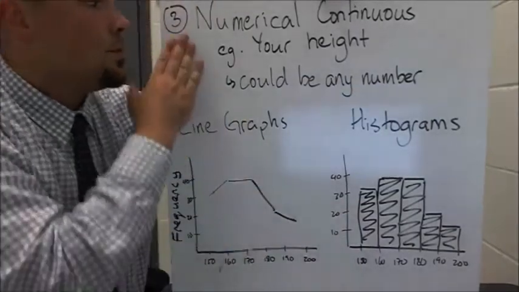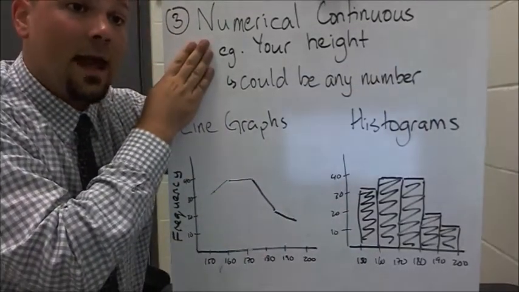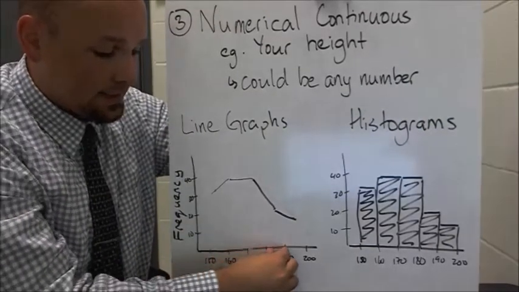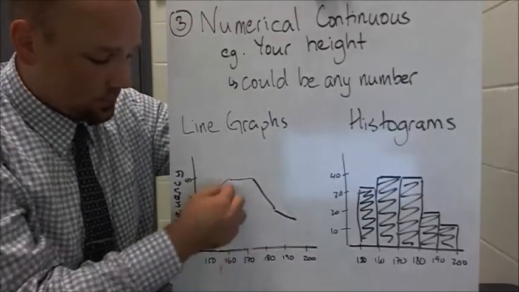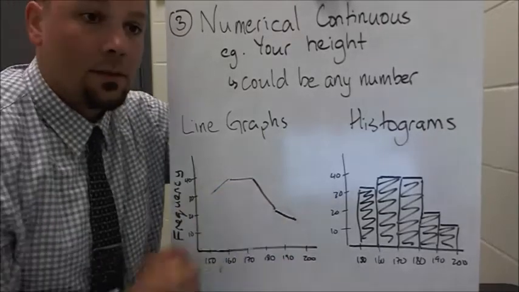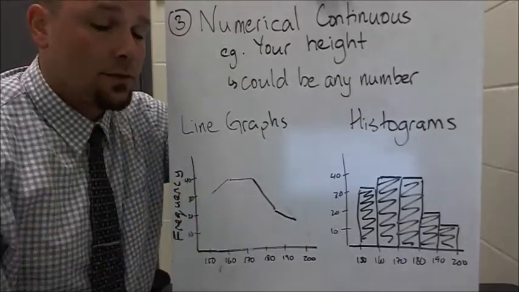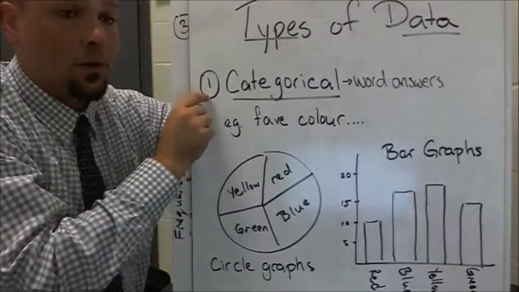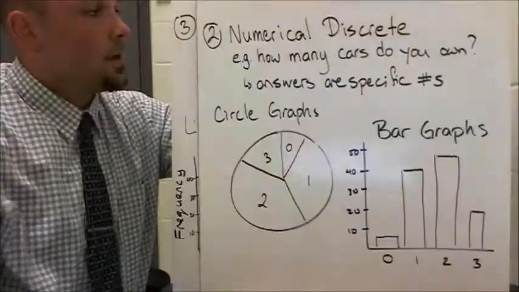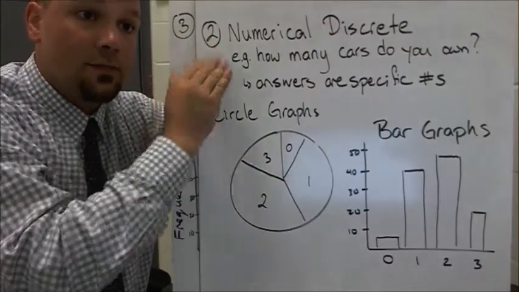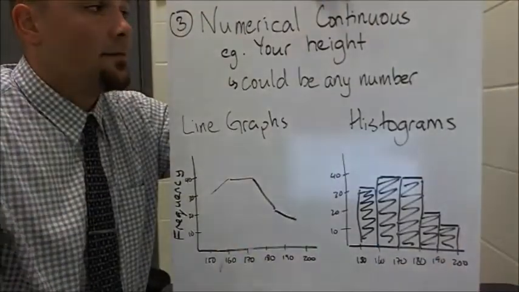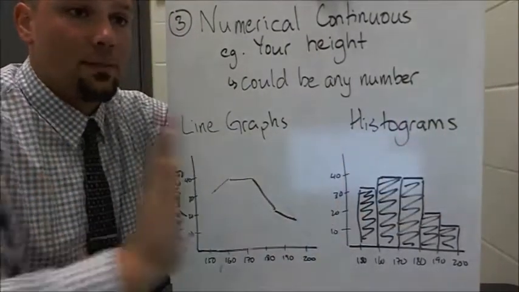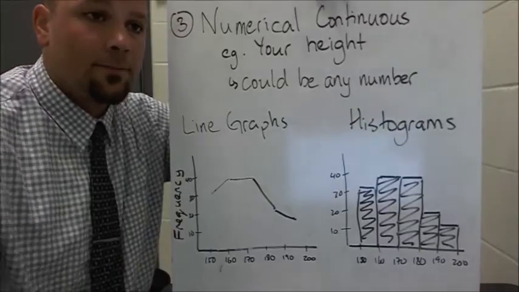All right? So numerical continuous data, I can go into decimal places, and then I sort the people into lists, and that whole list represents 1 point. Okay? So those are the 3 types of data. All right? To reiterate, we have categorical, which is word answers. We have numerical discrete, which is a list of numbers. And we have numerical continuous, which is a whole big range of numbers, and they can pick any number in between. All right? So that's it.